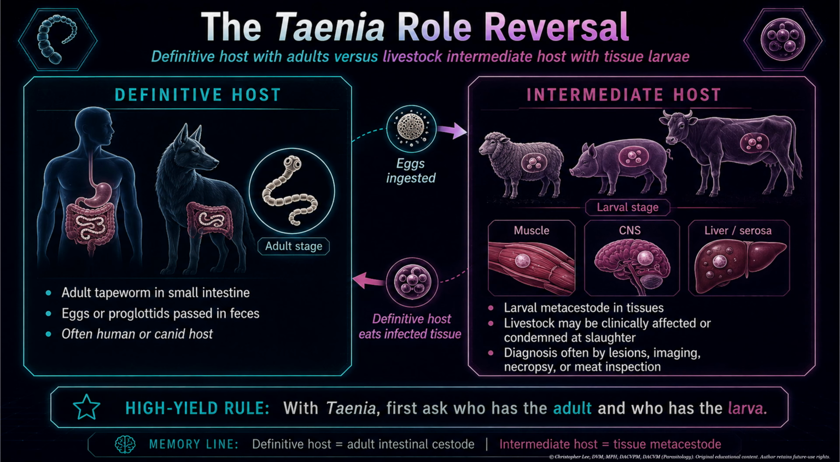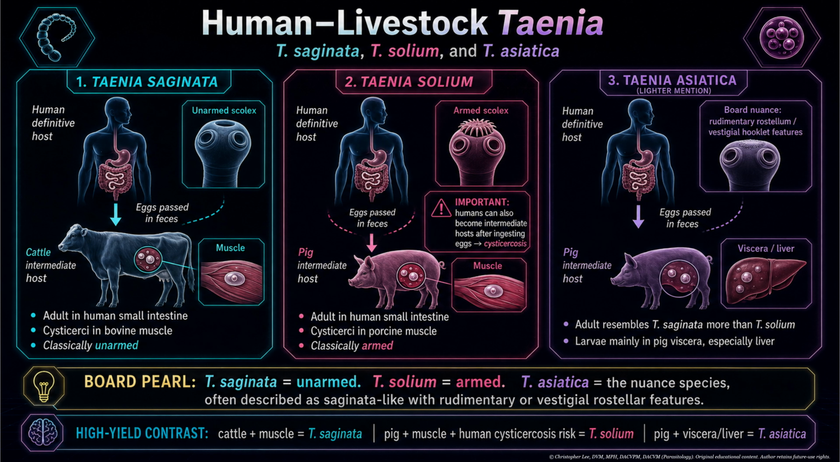This is the role reversal that makes Taenia so high yield. The adult in the definitive host is often a quieter story. The larval metacestode in the intermediate host may be a real troublemaker. Tapeworms can be surprisingly considered guests in the definitive host and much less polite in the host they are trying to leave behind. First, the human livestock Taenia group.